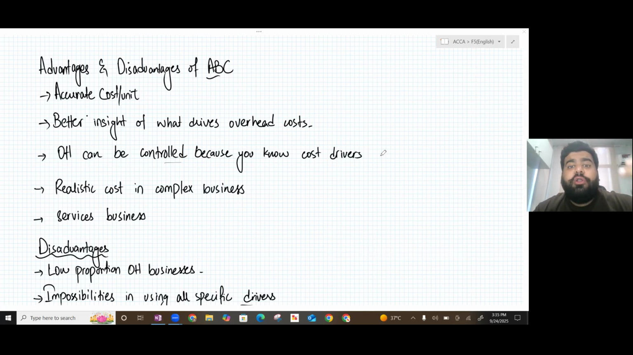Why? Because you don't know that it is not the base. If you have the proper cost driver, you can control that overhead. That's the benefit of ABC. First we are discussing basically the benefits. Realistic cost in complex business.